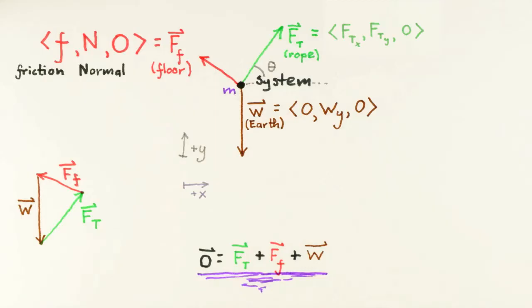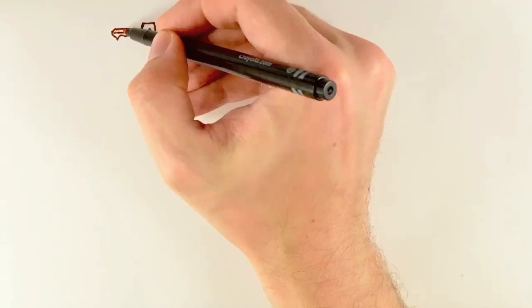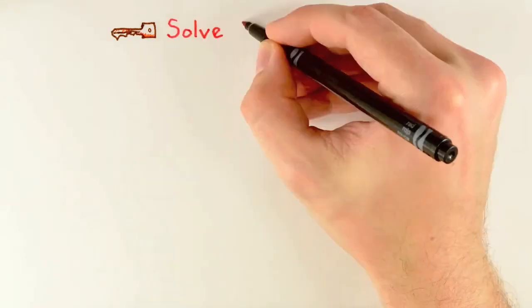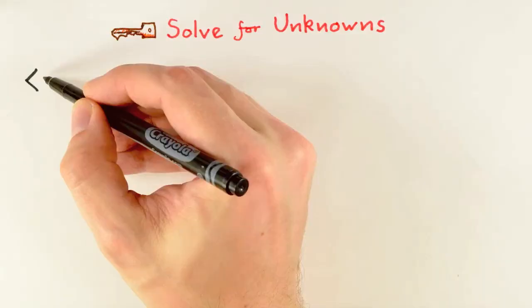We emphasize here that all the symbols we write, W sub y, F sub tx, F sub ty, F, N, represent components and could be positive or negative. We'll figure out the signs of these components during the final step, solving for unknown quantities. Let's do that now, applying Newton's second law with all the vectors in component form.